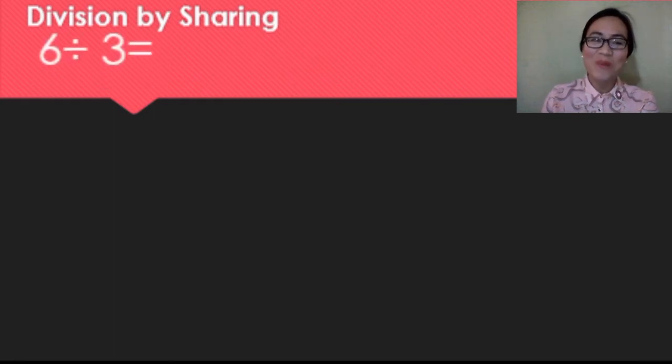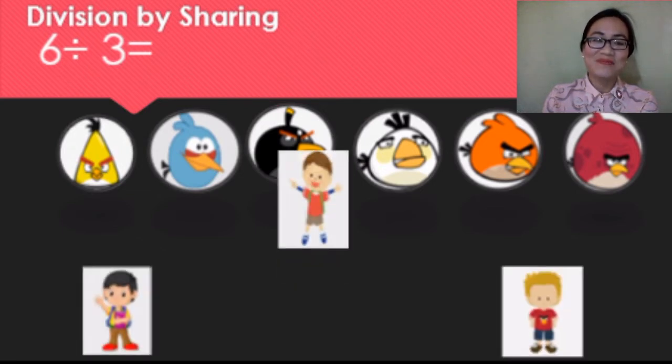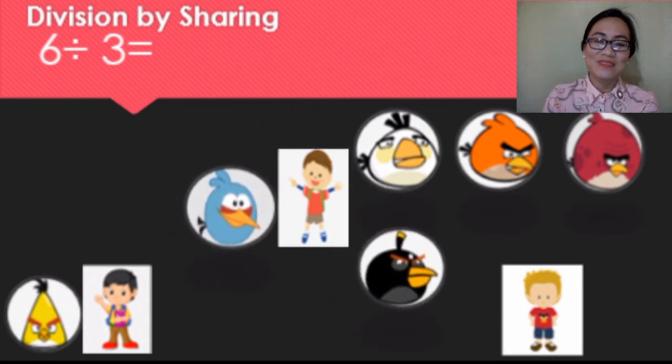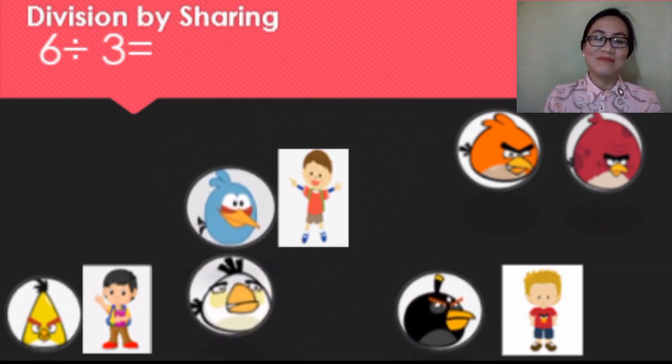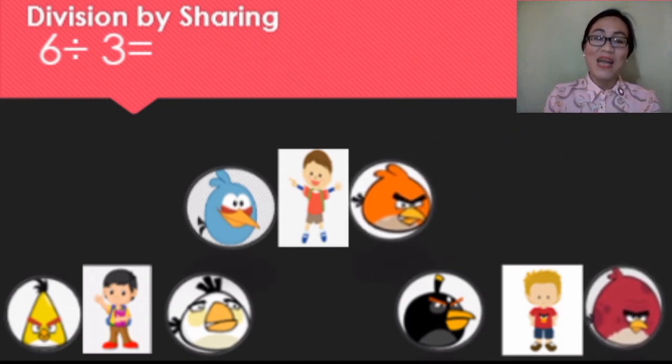Let's have an example. 6 divided by 3. Let's say there are 6 Angry Birds and we are going to distribute them between the 3 kids. How many Angry Birds will each kid get? Let's try to distribute. How many Angry Birds will each kid get?